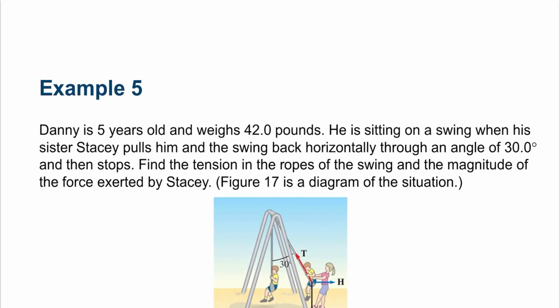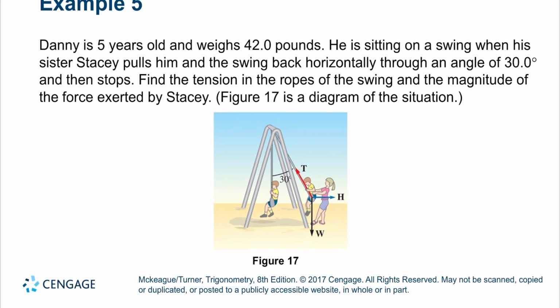All right. For this next example, they say Danny is 5 years old and weighs 42 pounds. He's sitting on a swing when his sister Stacy pulls him in the swing, and the swing back horizontally through an angle of 30 degrees and then stops. Find the tension in the ropes. So we're looking for T, the magnitude of T.